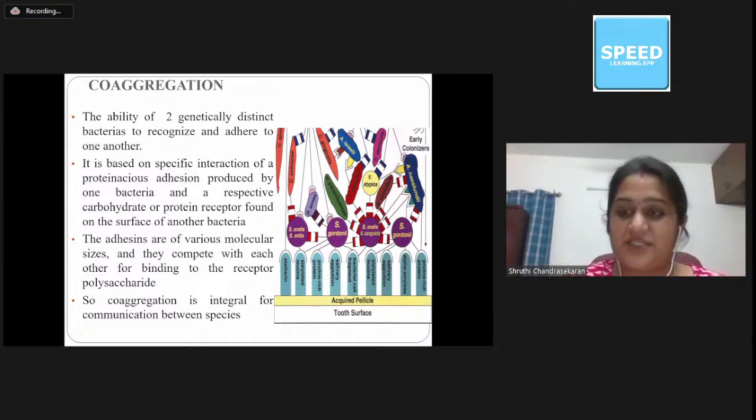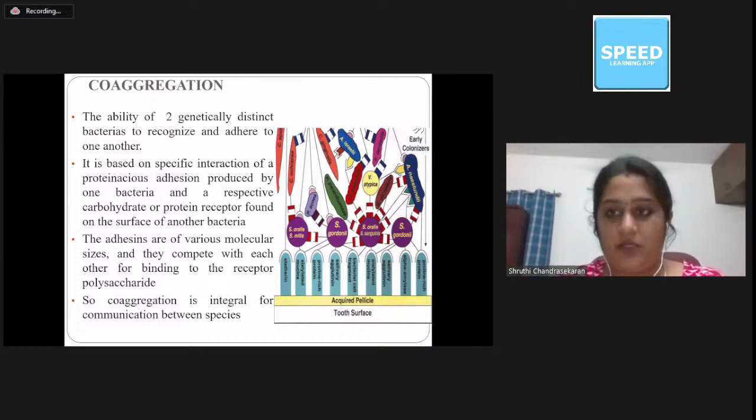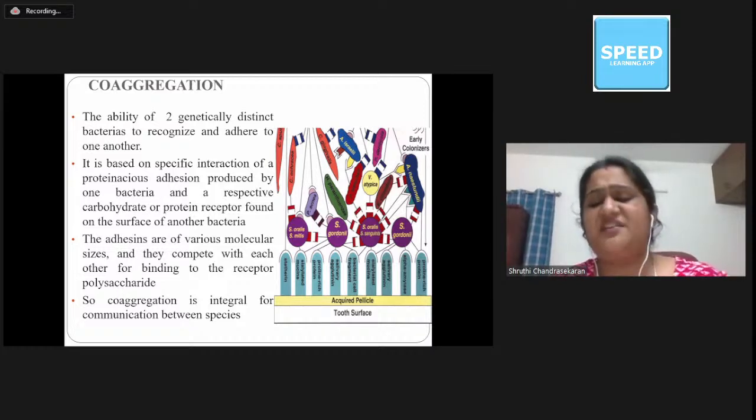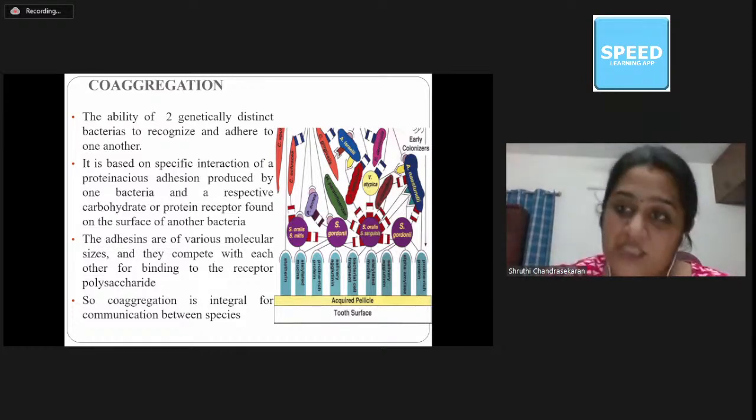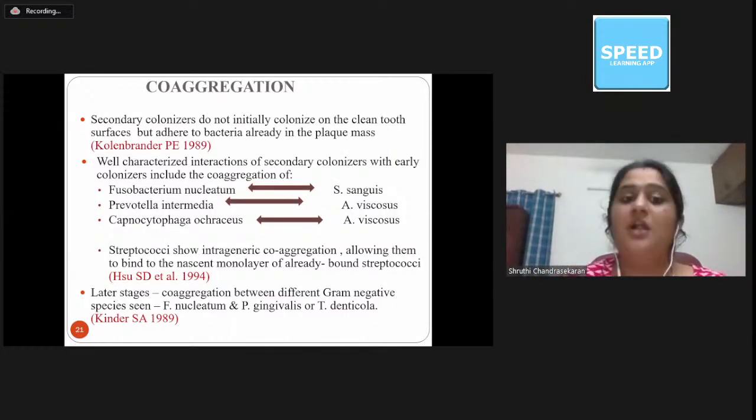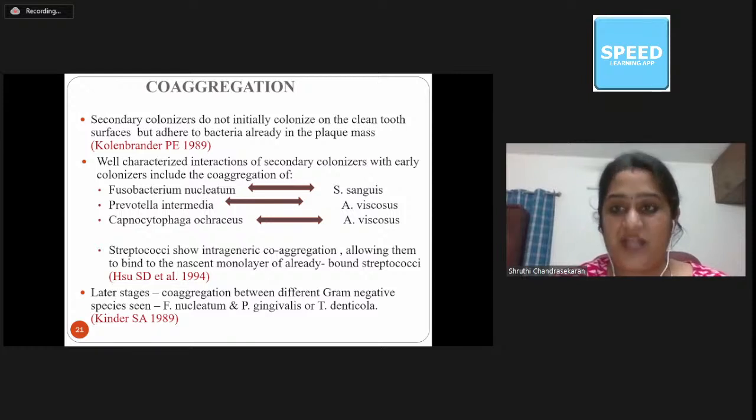The adhesins, that is the molecules which play an important role in adhesion, are of various molecular sizes and they compete with each other for binding to the receptor polysaccharide. So to one organism, more than two organisms can come and bind. This co-aggregation is a very important process in plaque maturation and for communication between the different types of bacteria. So we will see how the co-aggregation happens.